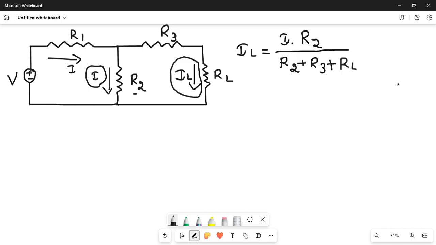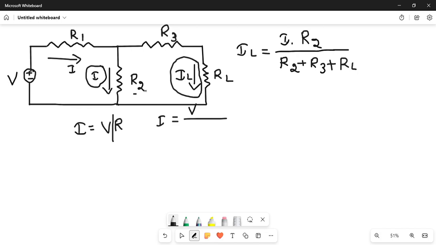So we need to find I. What is I? I is equal to V by R. So your I becomes equal to V, which is here V itself, divided by R. I is equal to V by the equivalent resistance.